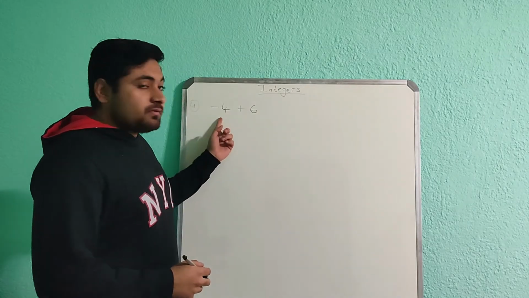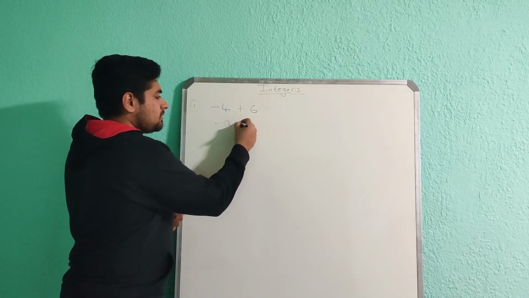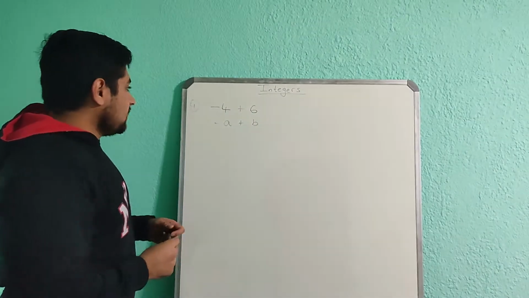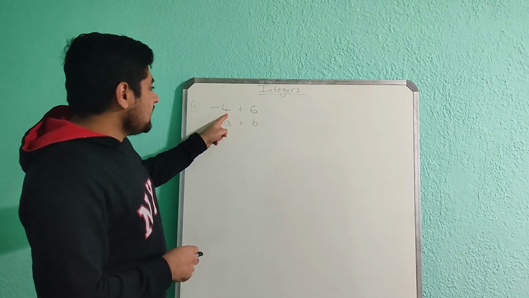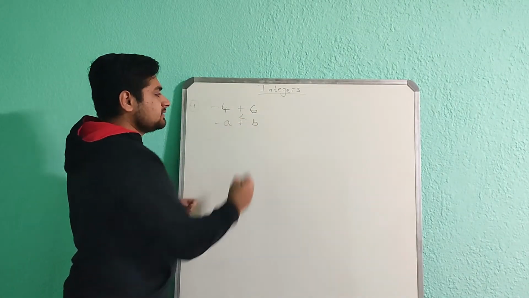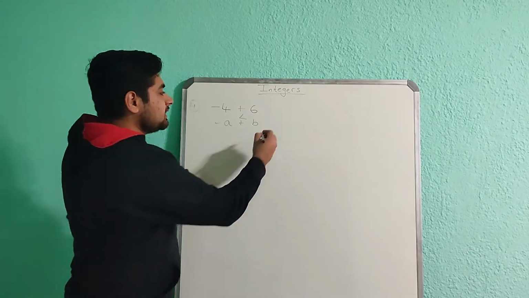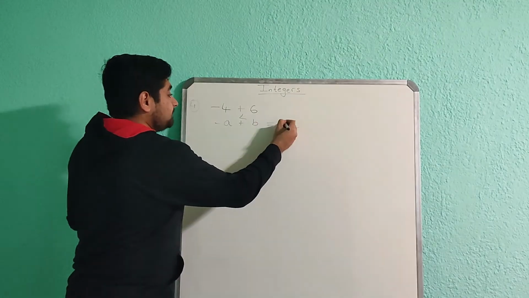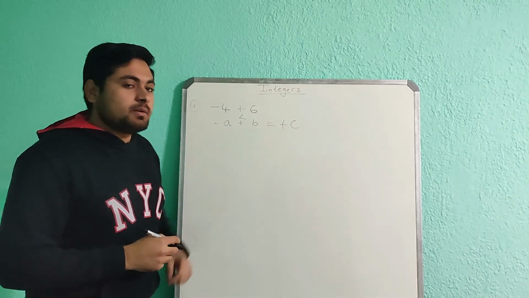Number 4 says negative 4 plus 6. Which rule is it? It's negative A plus B. Again, that's rule 3, correct? But now, which scenario is it, because it has two scenarios. Again, we can see A is 4 and B is 6, so A is less than B. What did scenario 2 of rule 3 say? It said that if A is less than B, then the answer should be a positive C. So we know our answer should be positive C.